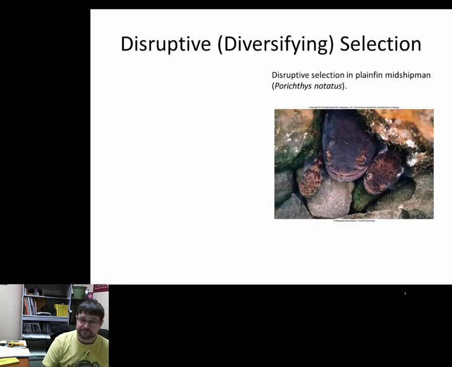Again, remember that this is when we're talking about systems that are selecting for the extremes of a population. So the midshipman, which is this fish here. This is a female. This is a large male that holds territories. This is a small male, which we call a sneaker male, and they kind of look like females, or at least juveniles. Large males will defend territories. They'll mate with females. They don't allow any other males to come in, no intermediate males, no other large males. They fight them off.